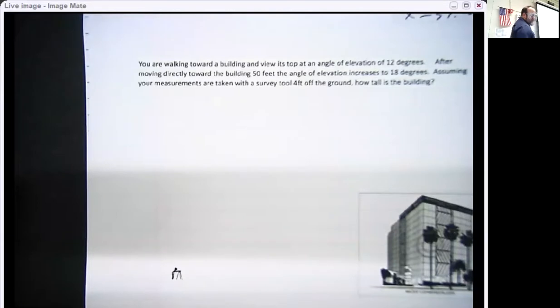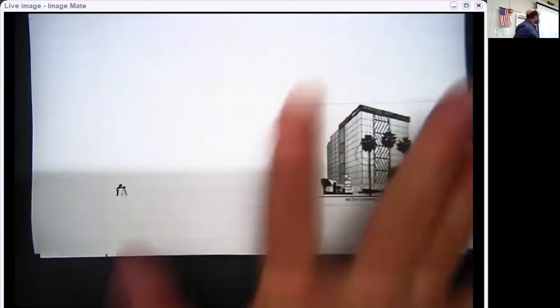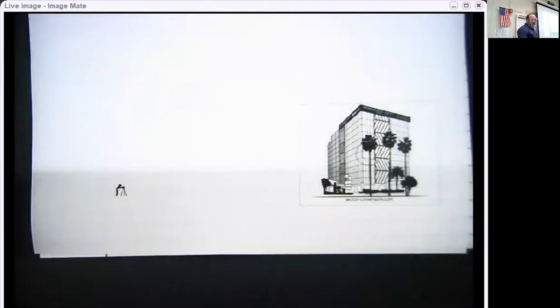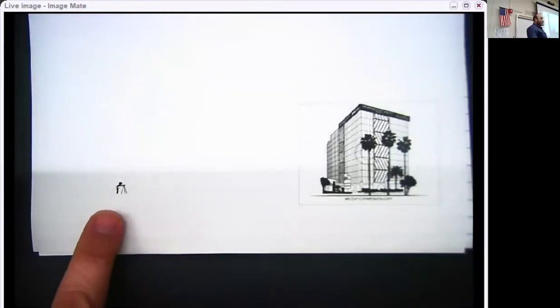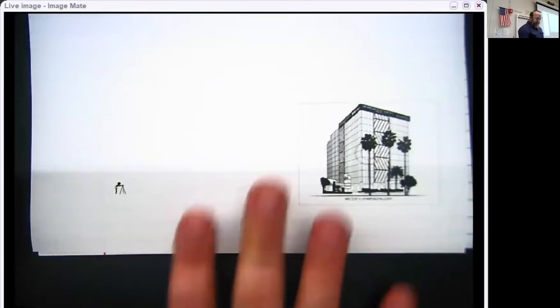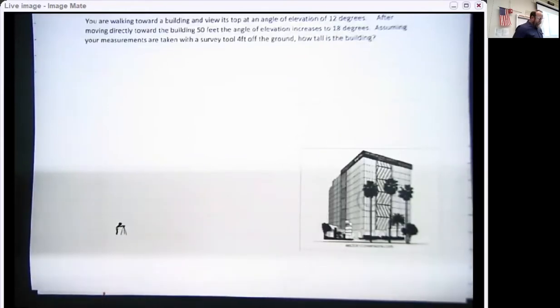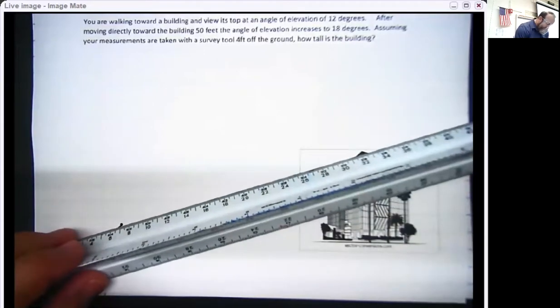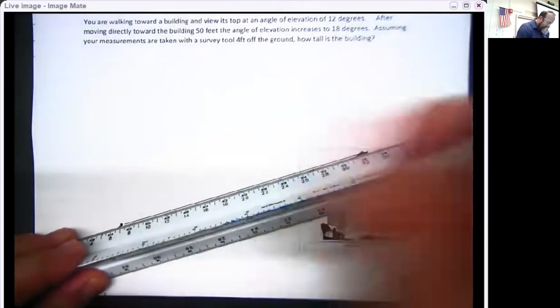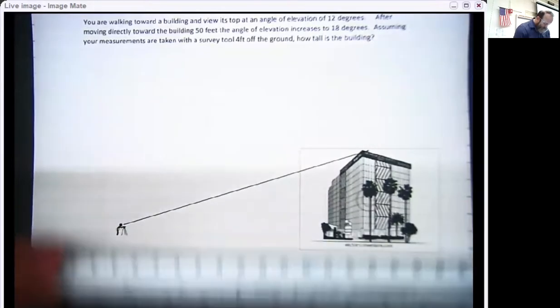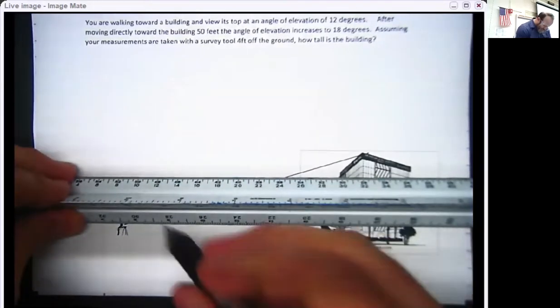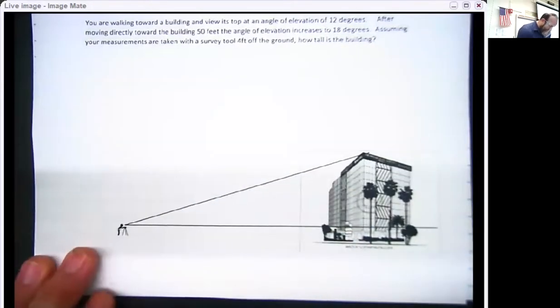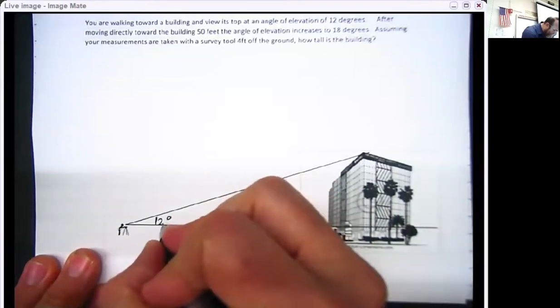So you're walking towards a building. And isn't that nice? So this is you. You're down here. You're walking towards a building and view the top of the building up here at an angle of elevation of 12 degrees. Okay, so hopefully that makes sense. We're sitting here about like this. We're looking at the top of the building at an angle of elevation of 12 degrees.